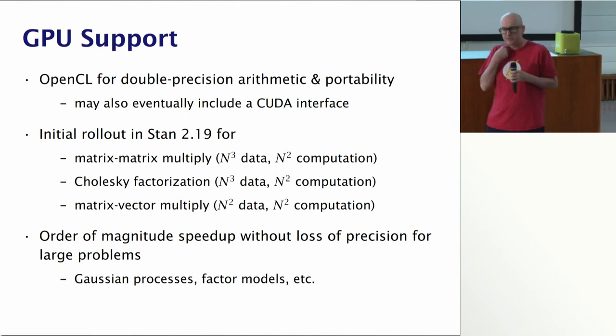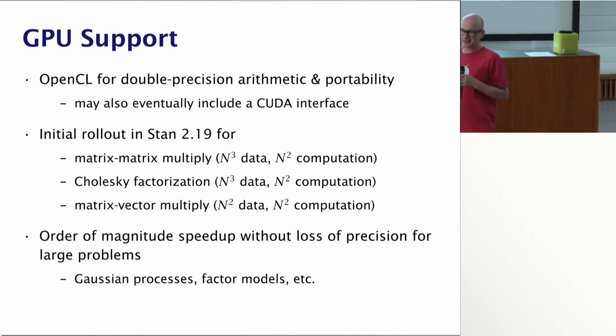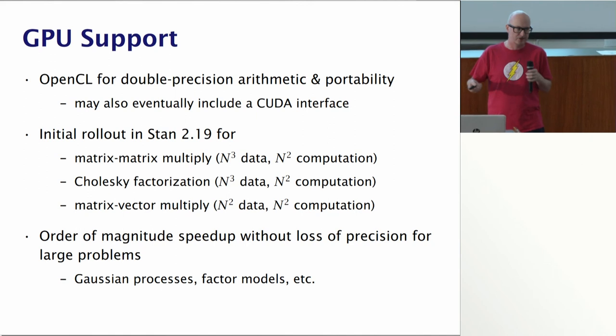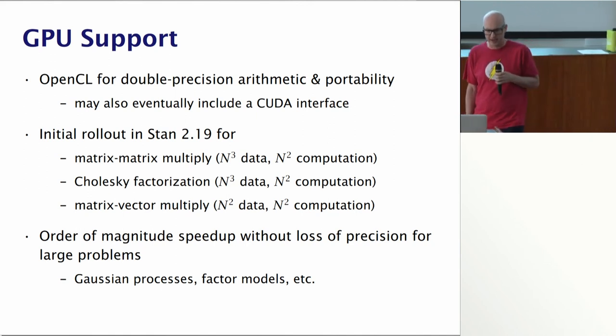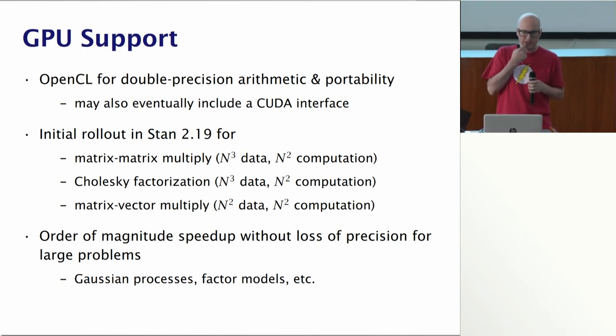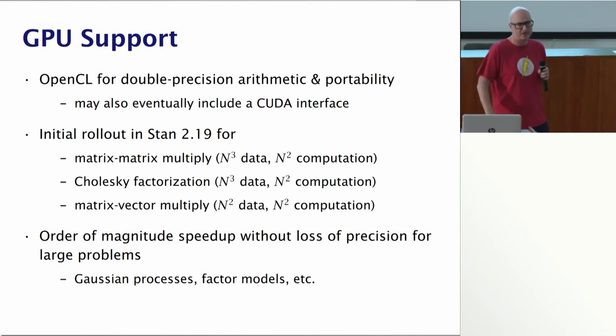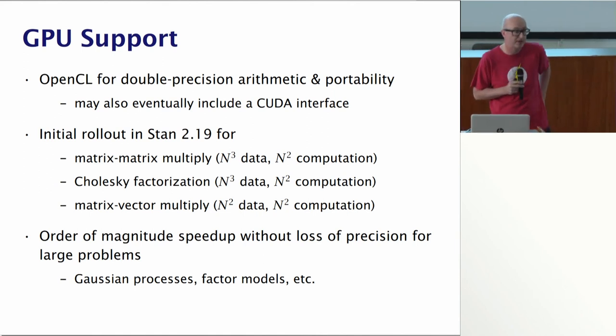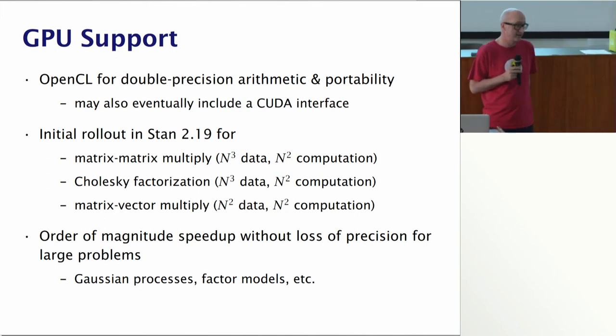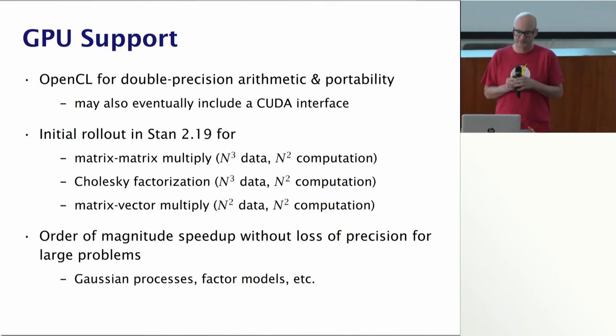OpenCL we're using for double precision arithmetic and for portability, so we'll actually be able to run this stuff on our Macs without having to have an NVIDIA card. The initial rollout's probably going to be in Stan 2.19. We may eventually write a CUDA interface. I know Erik and Rok were talking about it. And the initial rollout's going to be for things where there's a lot of data and where there's, sorry, I got this backwards.